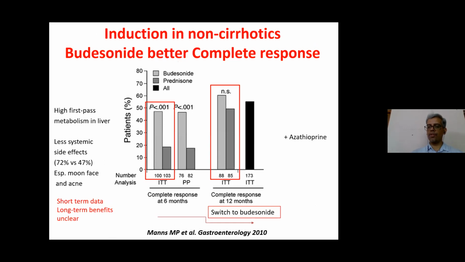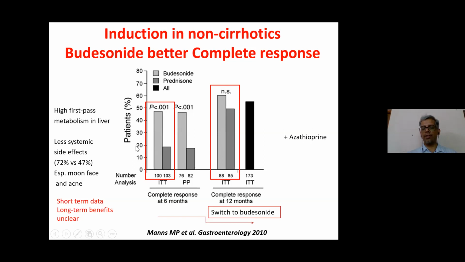The second drug, which we talked about in the steroid group, was budesonide. The management protocols which have been given for autoimmune hepatitis are predominantly based on expert guidelines. We do not have randomized control trials. So this is the only one randomized control trial which had a good sample size, comparing budesonide with prednisolone as an induction regimen.